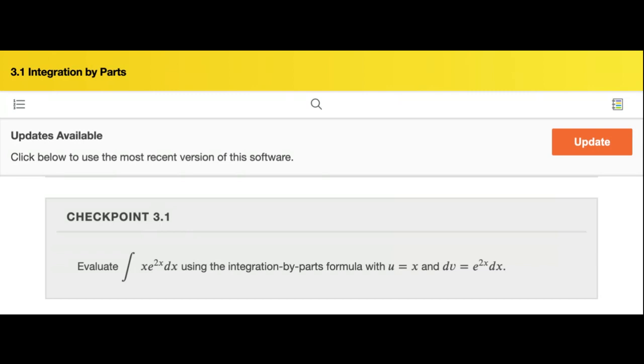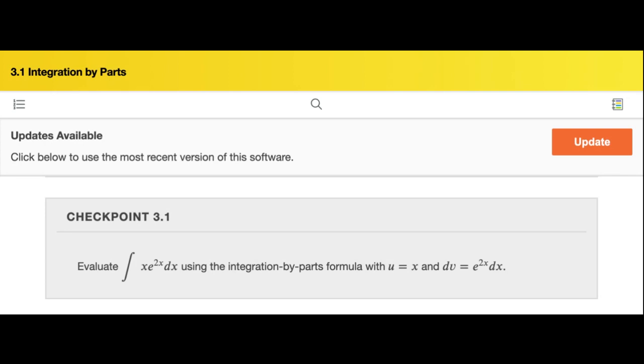You're missing x, right? x times e to the 2x divided by 2, minus e to the 2x divided by 4, plus c. A little bit different from mine. Maybe I made a mistake.